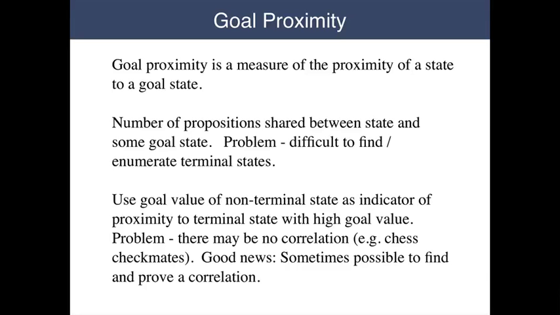Goal proximity is another heuristic, a little bit different from the previous two. It's a measure of how similar a given state is to a desirable goal terminal state. Now, there are various ways this can be computed. One common method is to count how many propositions are true in the current state and are also true in a terminal state with sufficient utility.